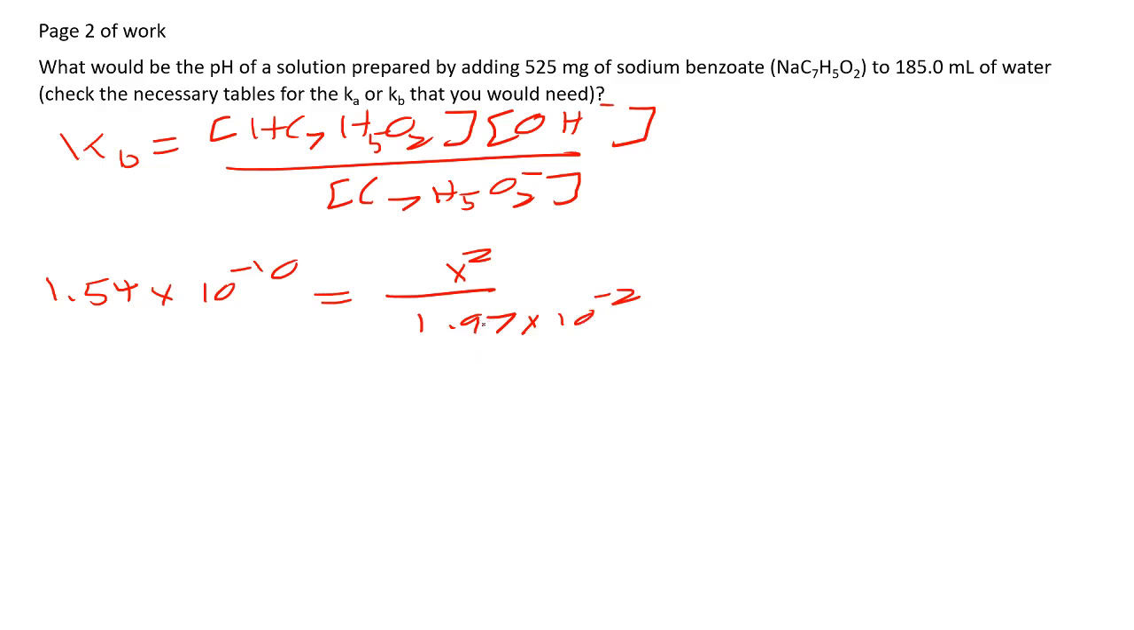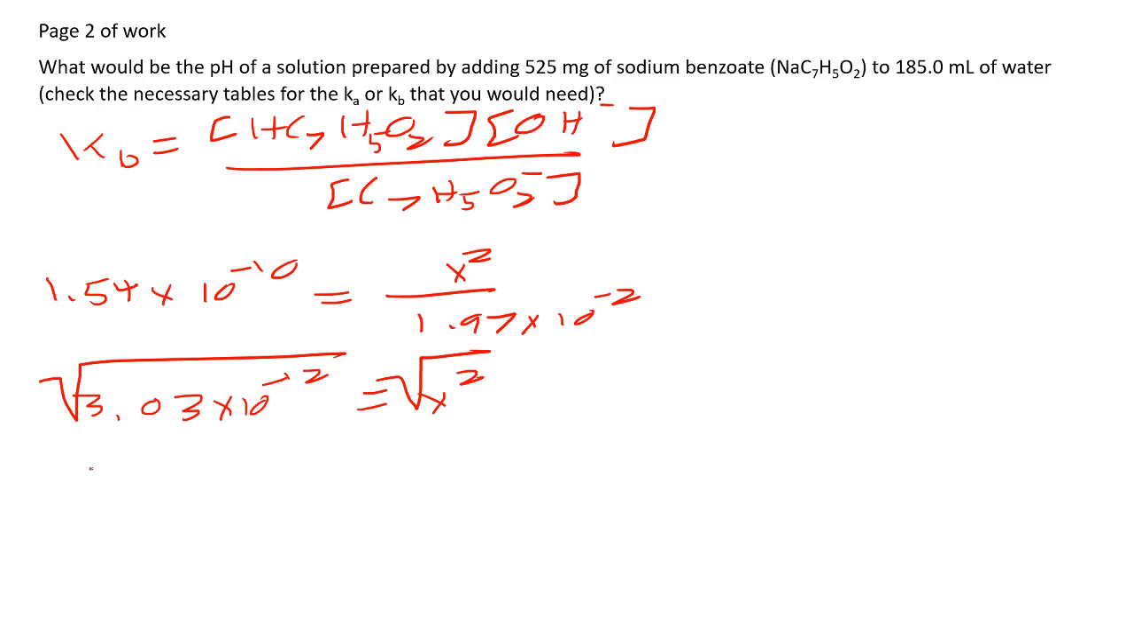We're then going to multiply both sides by 1.97 times 10 to the minus 2 to get it out of the denominator. And I'm going to have 3.03 times 10 to the minus 12 is equal to x squared. We're then going to square root both sides, so I can get x by itself. And I'm going to get that x is equal to 1.74 times 10 to the minus 6. And we can check that's definitely less than 5% of our starting concentration.